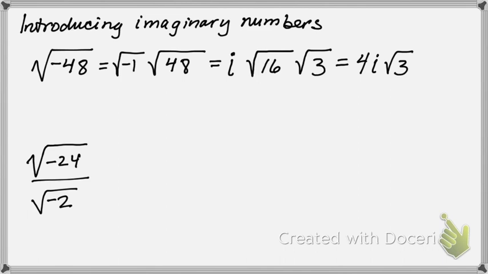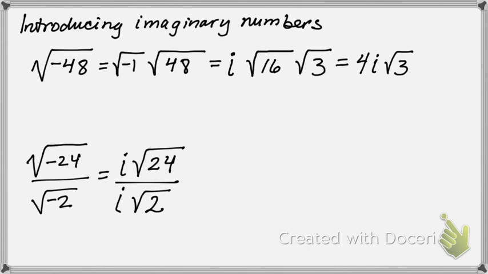So now, anytime that we see a negative radical, we could rewrite it without the negative with an i. So here I have a square root of negative 24, which I can write as i times the square root of 24. And then the square root of negative 2 there is i times the square root of 2. So I've got an i over i, and certainly, like any other number, if I have that number over itself, it simplifies to 1. i over i is equal to 1.